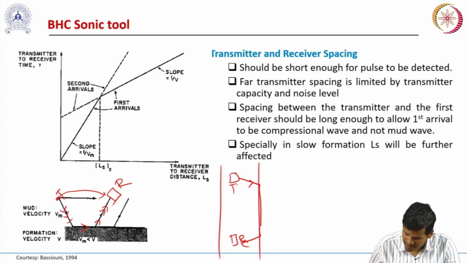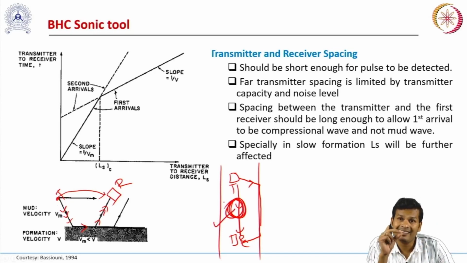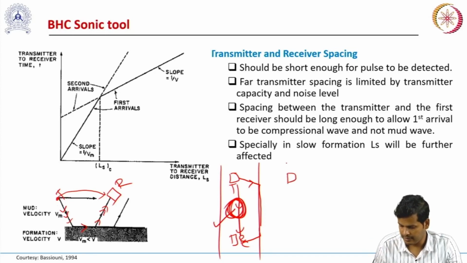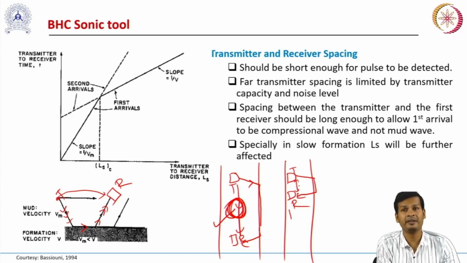But there could also be a wave which can directly travel inside the mud, like this. Sometimes this wave can be the first arrival, for example, if the spacing between the transmitter and receiver is very small. So let's say here. A wave is traveling like this, then going here and here. It has a so long travel path compared to a direct coupling between transmitter and receiver.